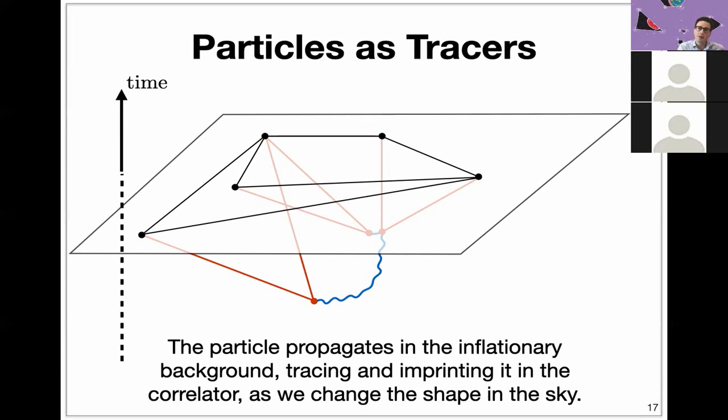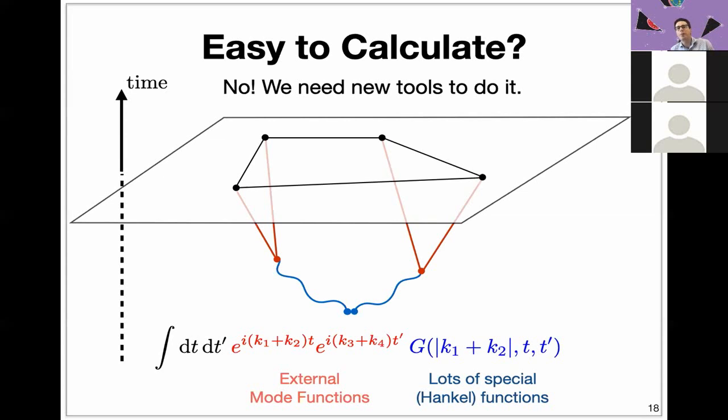So that's another reason why these heavier particles are interesting. They really confirm the paradigm that the background geometry was given by de Sitter space, for example, or quasi-de Sitter space. So how do we compute this? Is it easy to calculate?